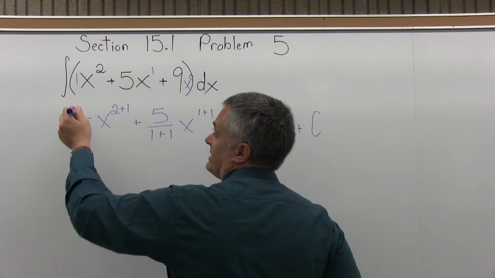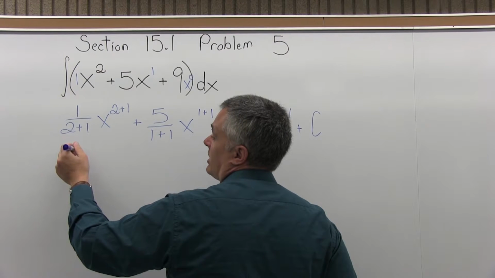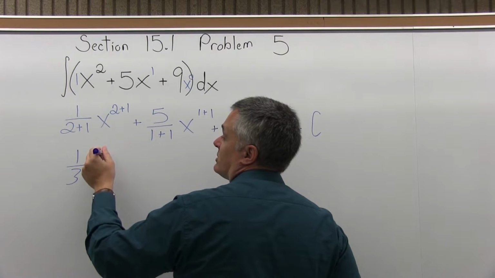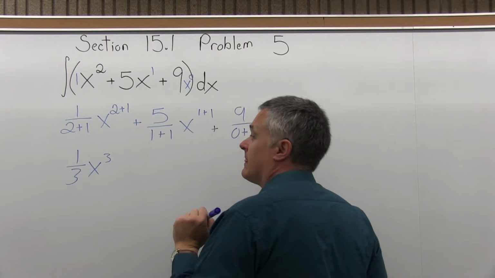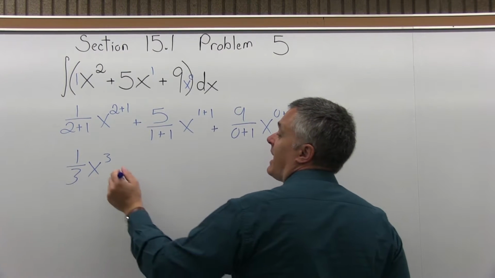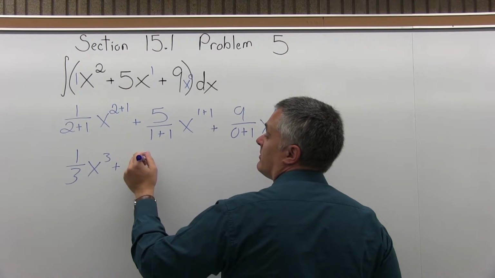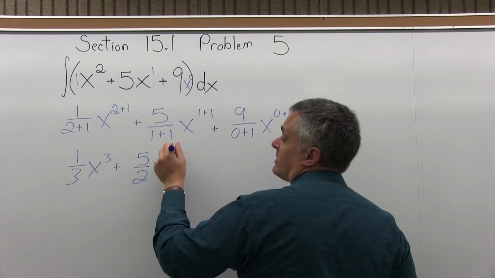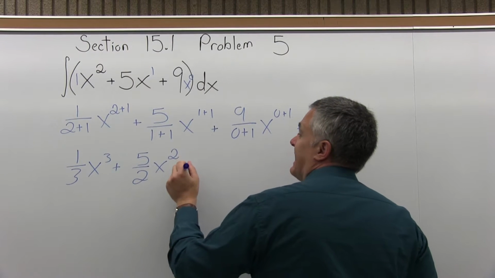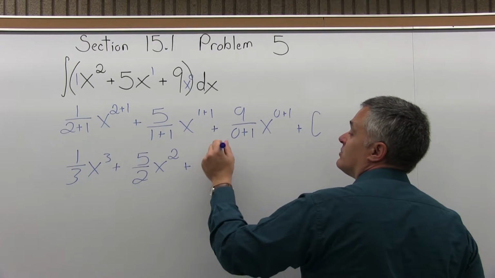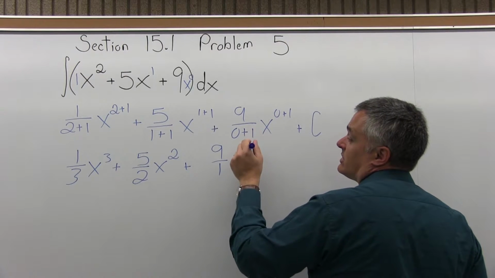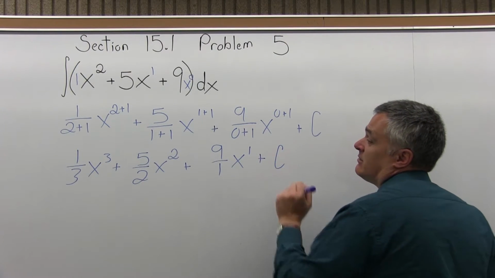So we can simplify this. The 1 over 2 plus 1 will be 1 over 3, and the x is x to the 2 plus 1, or x cubed. Now the next piece, I have 5 over 1 plus 1. That'll be 5 over 2, x to the 1 plus 1, so x to the 2. And then 9 over 0 plus 1 will be 9 over 1, x to the 0 plus 1, so x to the first, plus a constant.